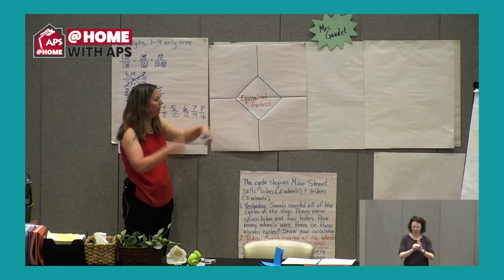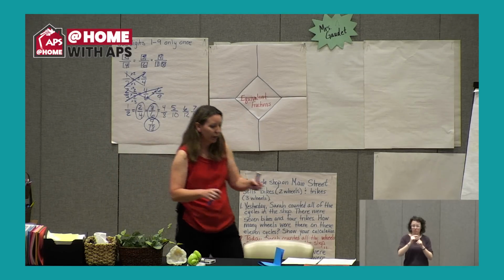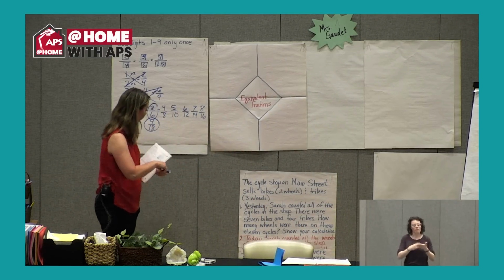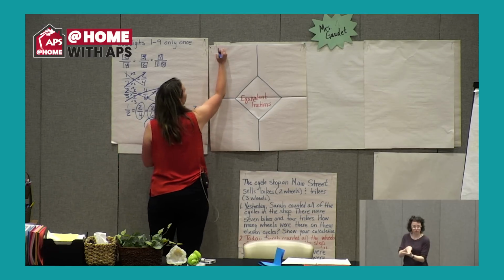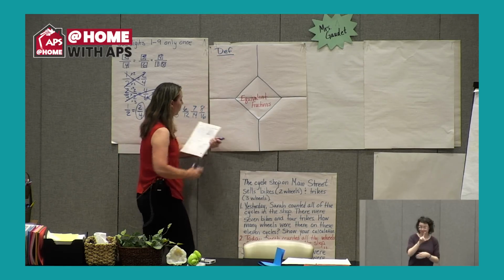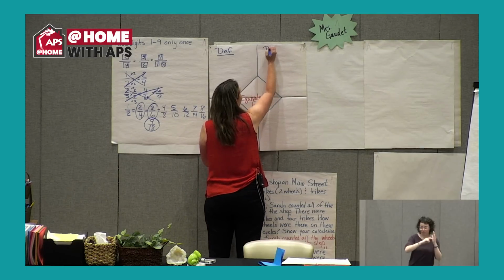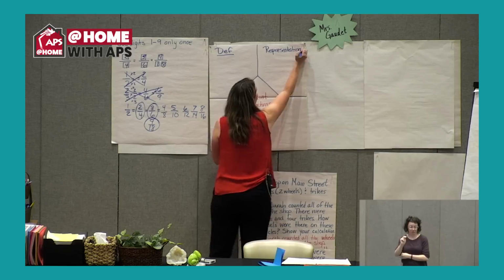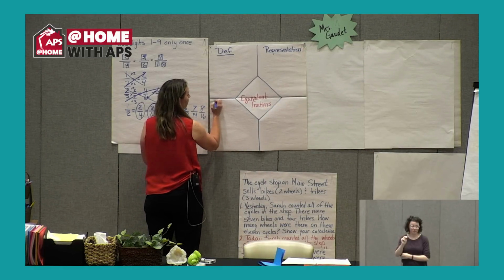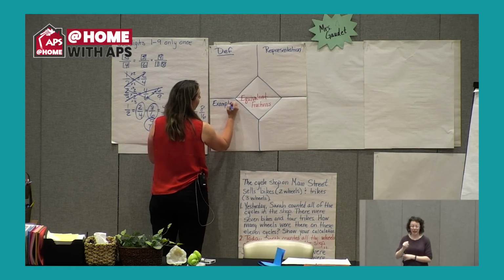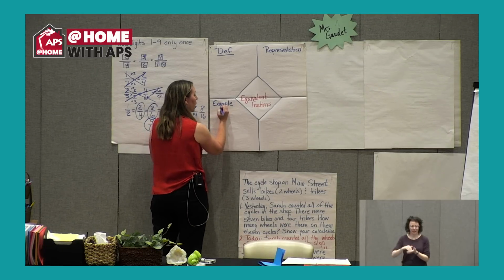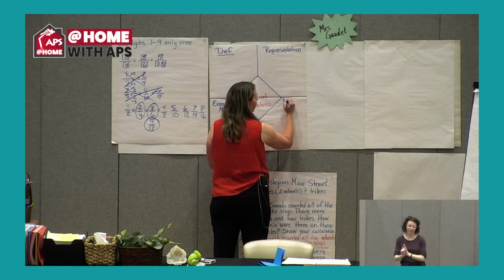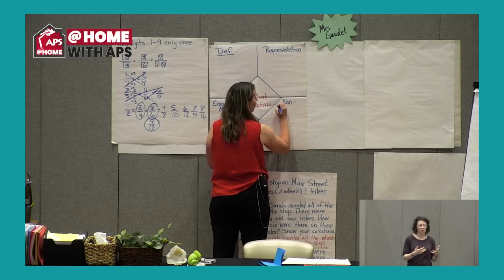So we have here equivalent fractions. With this Frayer model, we're going to fill out 4 sections. We're going to fill out the definition, a representation, and an example. Because we're in math, we always want the example to be a math example. And then in this last section, we're going to want a non-math example.